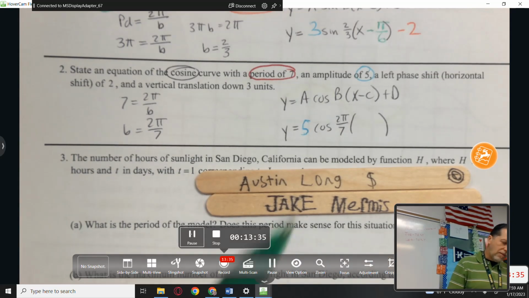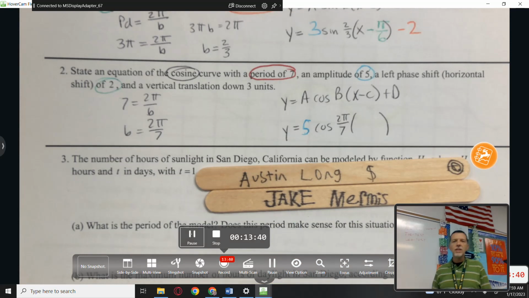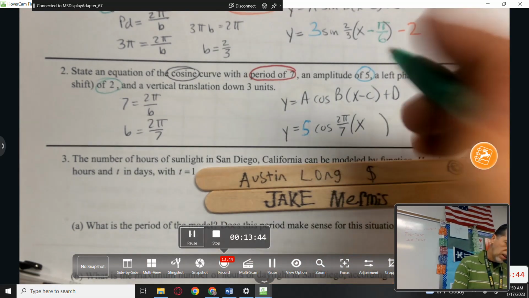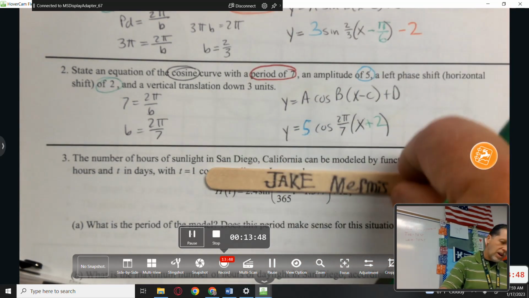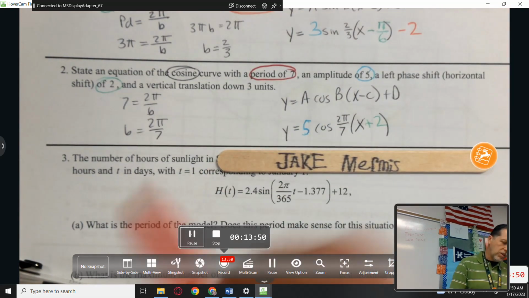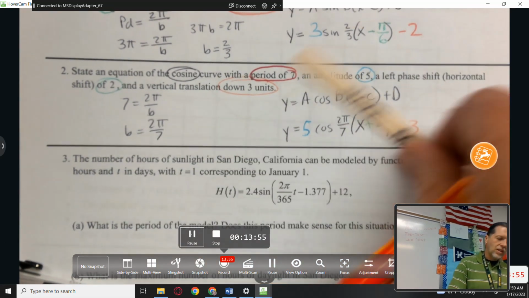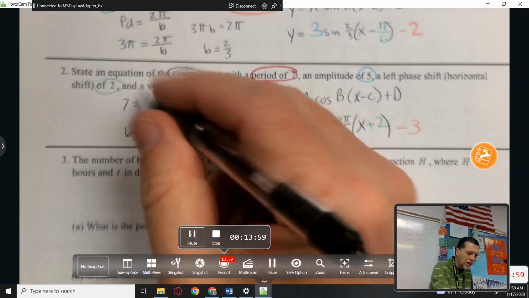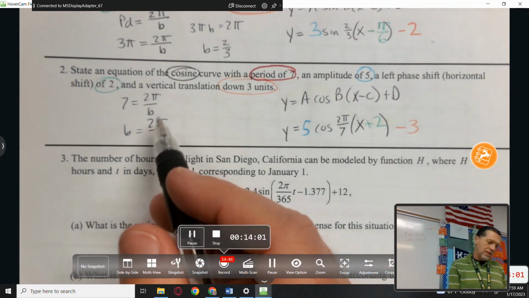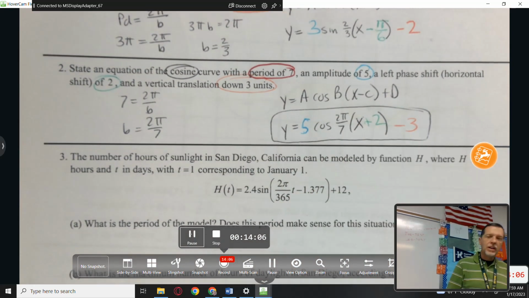A phase shift of 2, left 2. Austin, how do I go left 2? Good, x plus 2. And then Jake, how do I go down 3? -3 at the end. So I think today is pretty easy. Like the period thing, that takes a little bit of work. Not much, but a little bit of work. The rest, if you know what A, B, C, and D are, you just put them in the right spot.